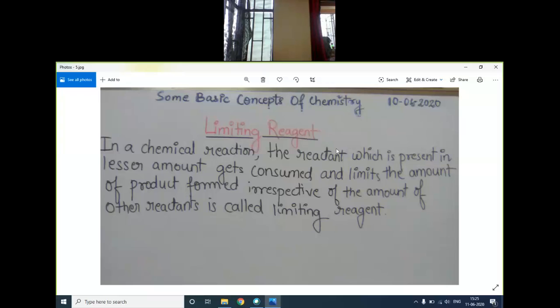So what is limiting reagent? In a chemical reaction, the reactant which is present in lesser amount gets consumed totally and puts a limit on the amount of product formed, irrespective of the amount of the other reactant. It will be more clear if we solve a problem on this.